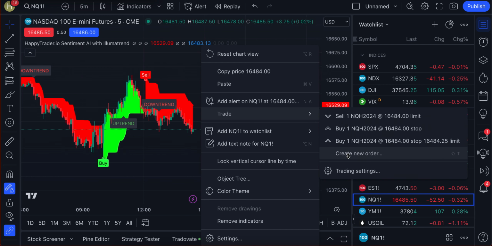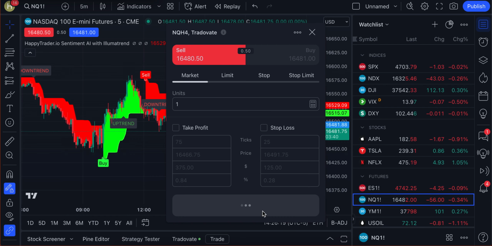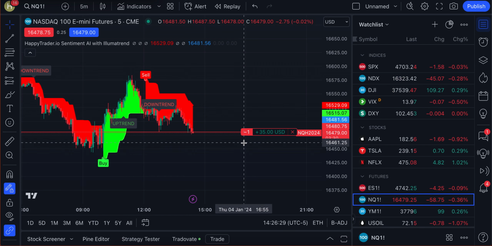So we're going to go ahead and create a new order, and we're just connected through Tradovate to TradingView, and we're going to go short. So we're just going to sell one market short, and we're going to let it jump around for a few ticks and see if we need to hedge it. And this is just an idea. This isn't me telling you how to trade.